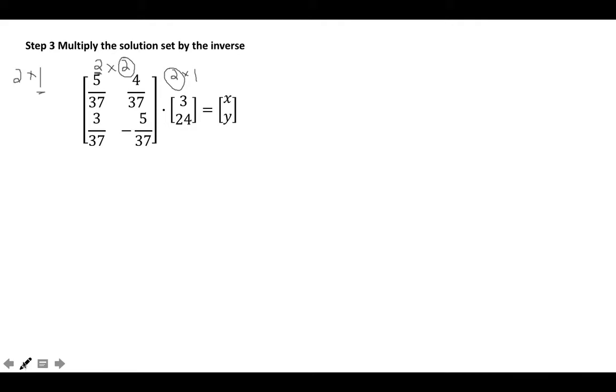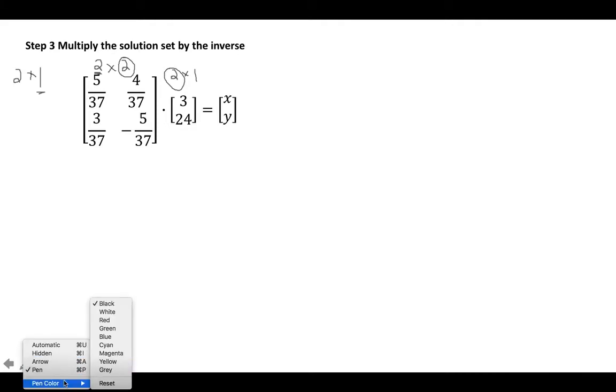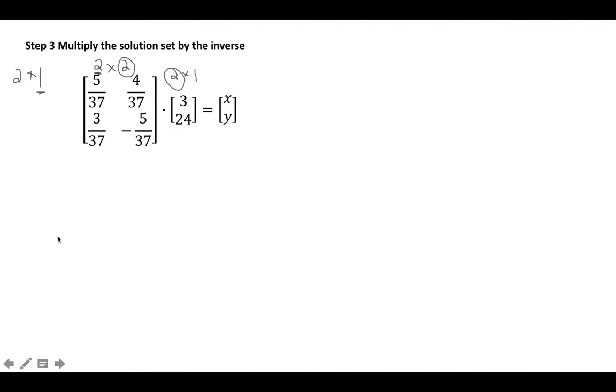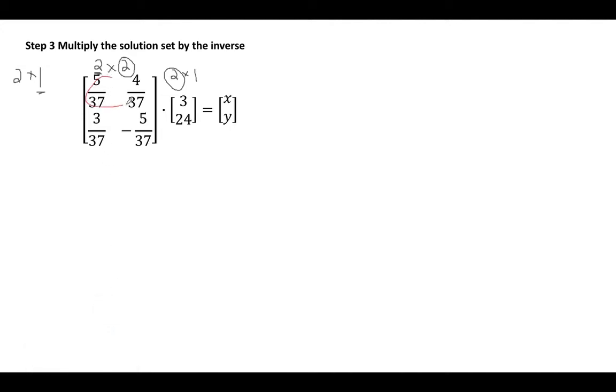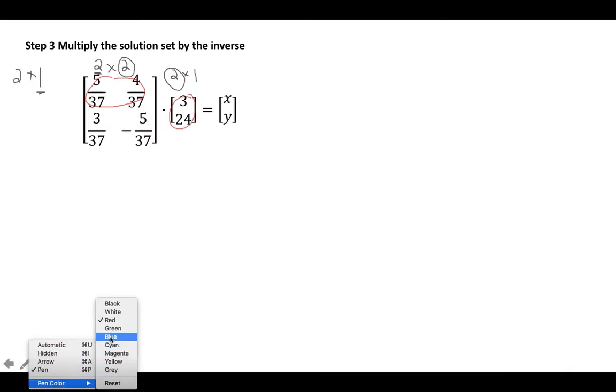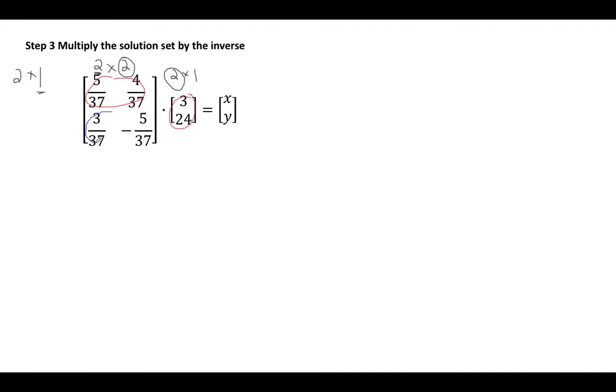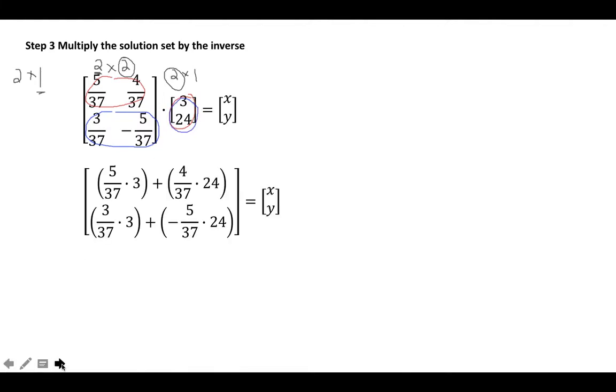When we multiply, we multiply rows by columns. So I'm going to do the first row by the first column. And we only have one column, so that's simple enough. And then once I multiply that first row by the first column, the second thing I want to do is multiply the second row again by that same column. This is what that would look like.